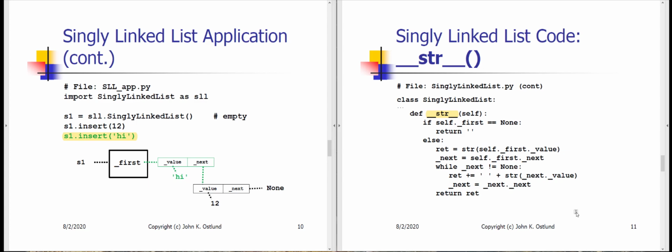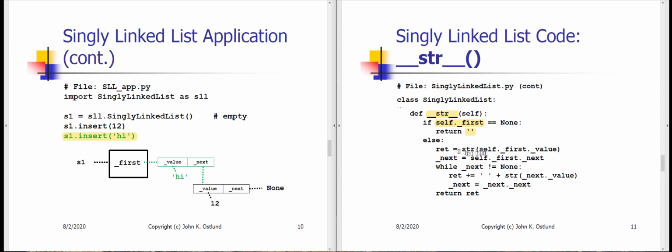Now, we, as the developers of the singly linked list class, can decide how we want to have this list displayed to the screen or converted to a string, which will then be displayed on the screen by the print function. And so our choice is going to be if the first node refers to None, that is, if the list is empty, we're simply going to return an empty string. All right, so when we convert an empty list into a string, what we're going to get is an empty string.